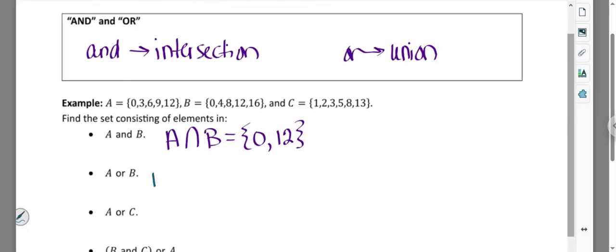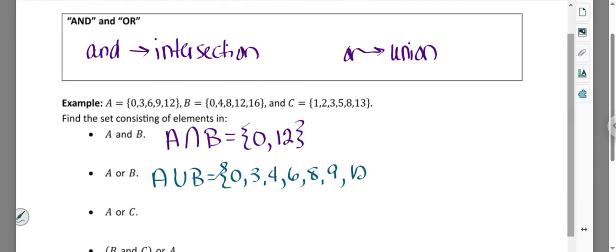A or B. So we're going to list everything out. So 0, 3, 4, 6, 8, 9, 12, and 16. So 0, 3, 6, 9, and 12, 0, 4, 8, 12, 16. So just checking the individual sets, making sure everything's there.